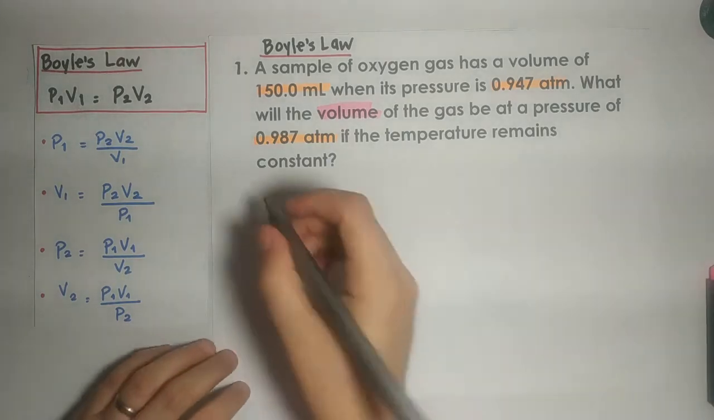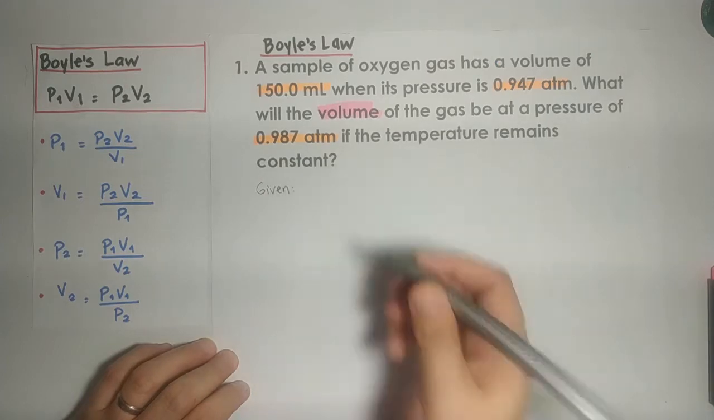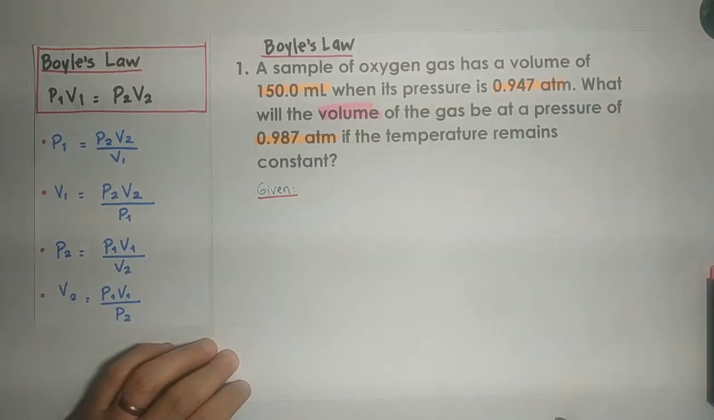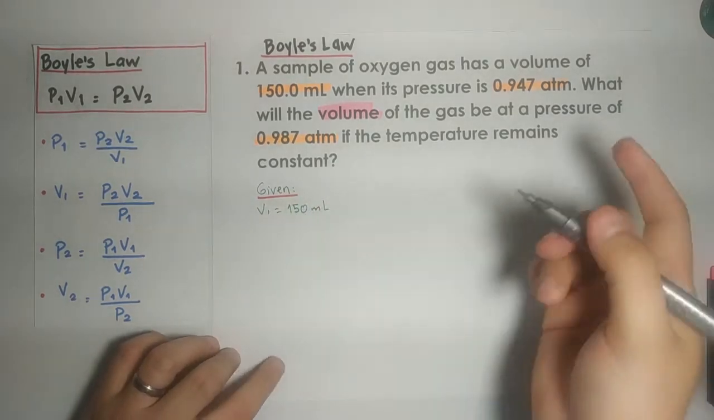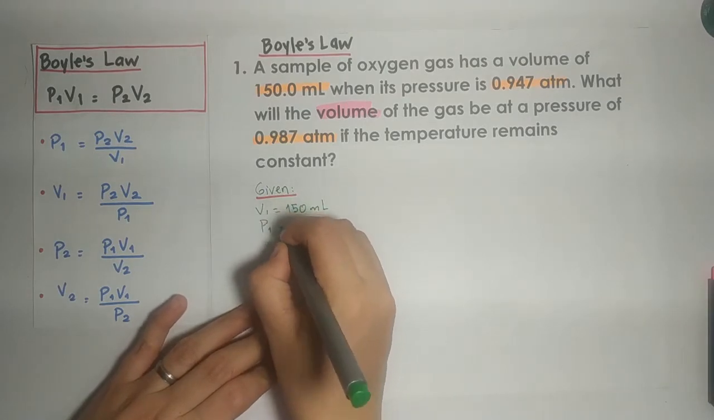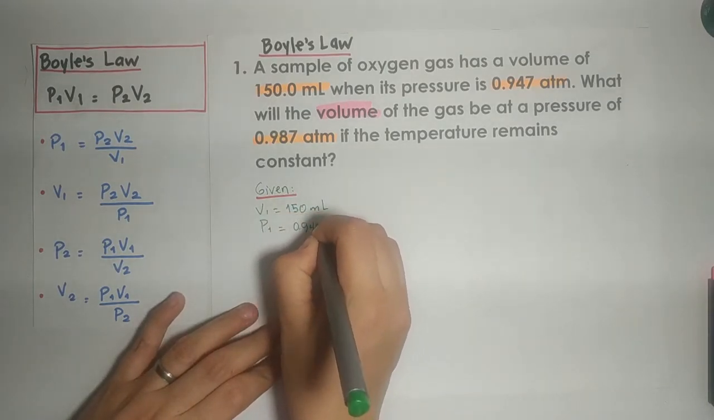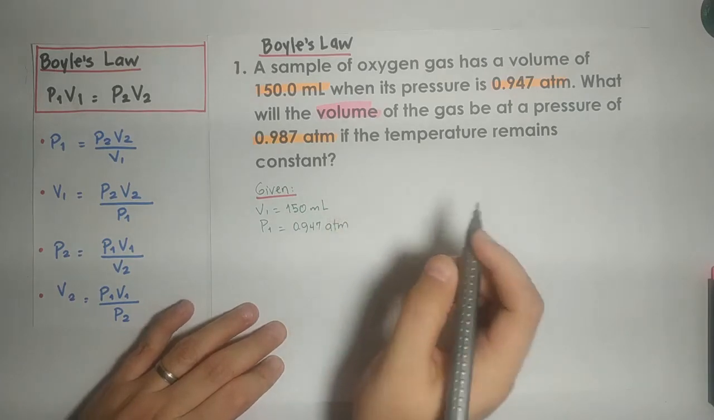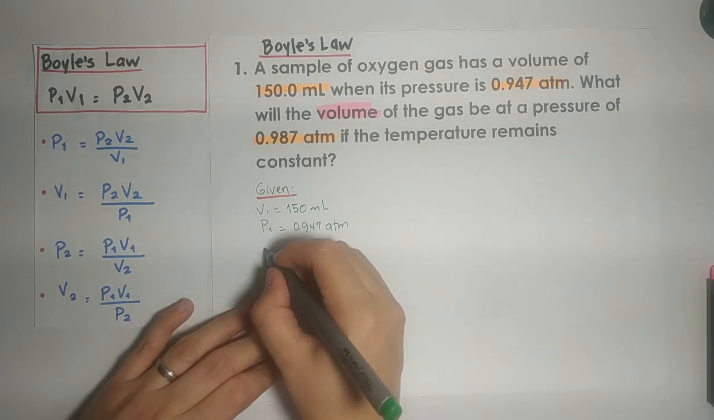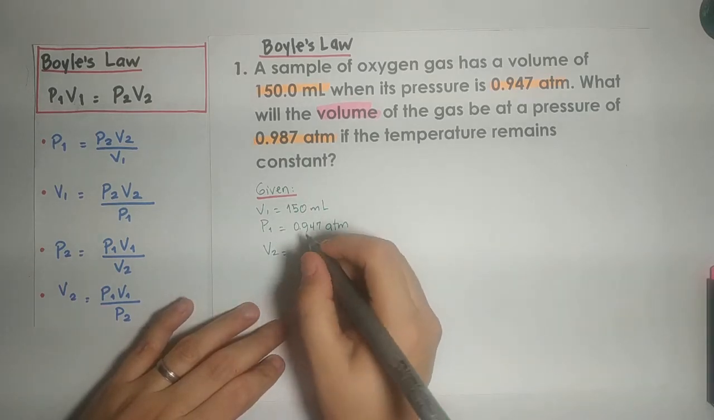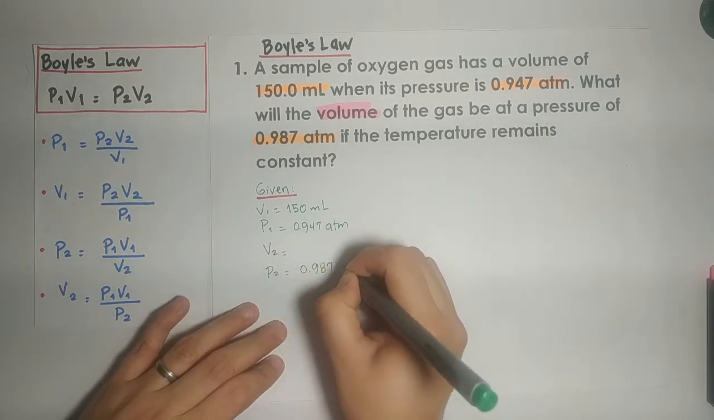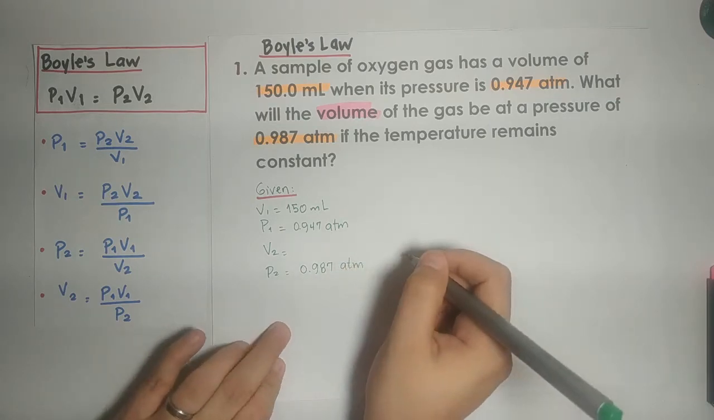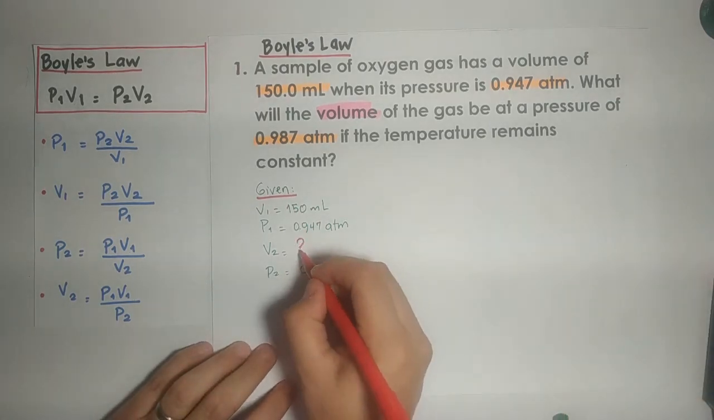So we write the givens, and we say initial volume 150 milliliters when the pressure is 0.947 atmospheres. They're asking me to find volume. The final condition of it is unknown, but they're giving me the final pressure of 0.987 atmospheres. Now, final volume is unknown.